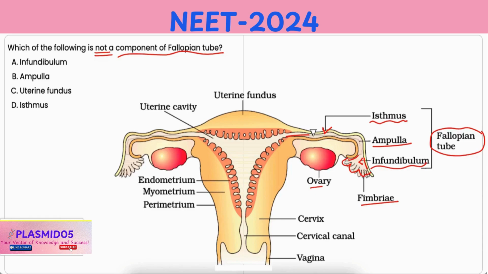Thus, uterine fundus is not a part of the fallopian tube because it is the upper rounded part of the uterus which is located above the opening of the fallopian tube. Hence, the correct answer is option C.